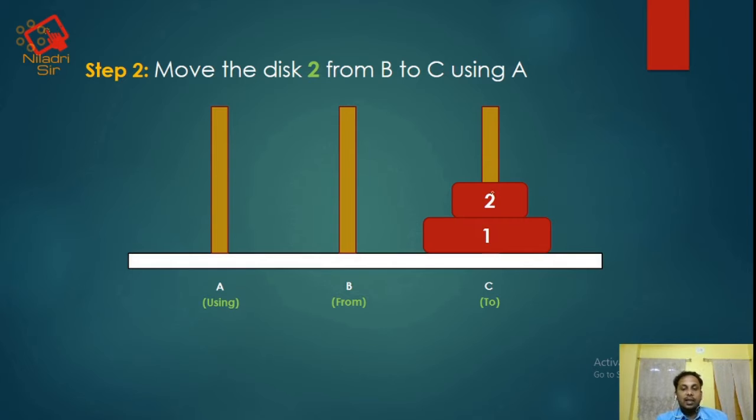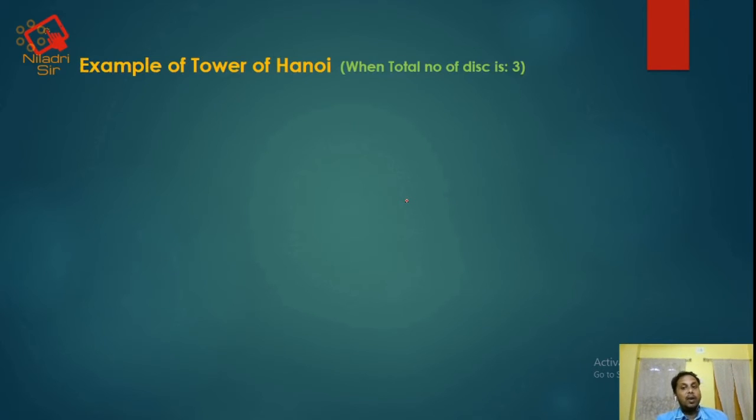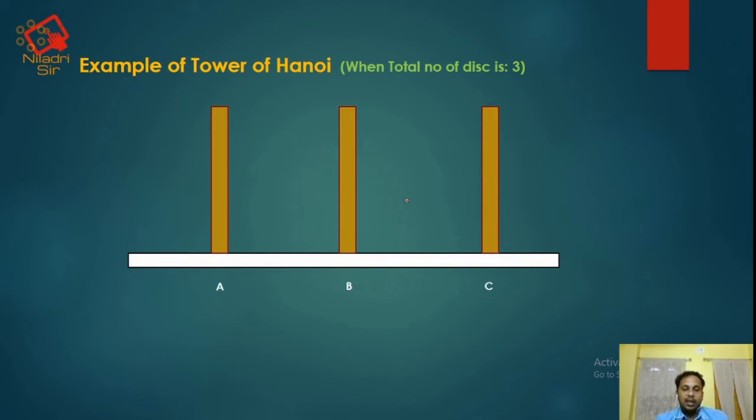Okay, maintaining all three conditions, we have successfully converted it. Next, we come to when the total number of disks is 3. This is slightly complicated. There are three rods A, B, and C. We have to transfer from A to C using B.